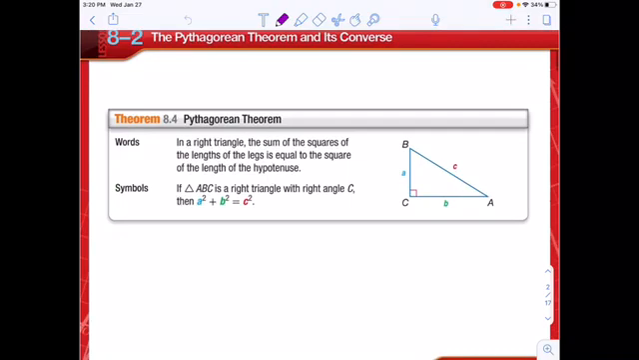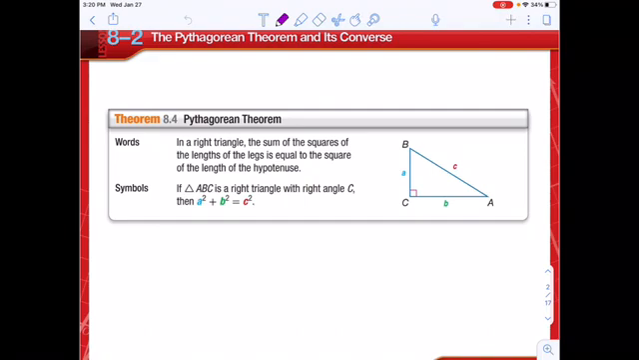Now, our first theorem is the Pythagorean theorem, and you're probably thinking we've covered this so many times, why are we going through it again? It's just good review, so here we go. In a right triangle, the sum of the squares of the lengths of the legs is equal to the square of the length of the hypotenuse. Now that sounds pretty crazy, but it's already what you know.